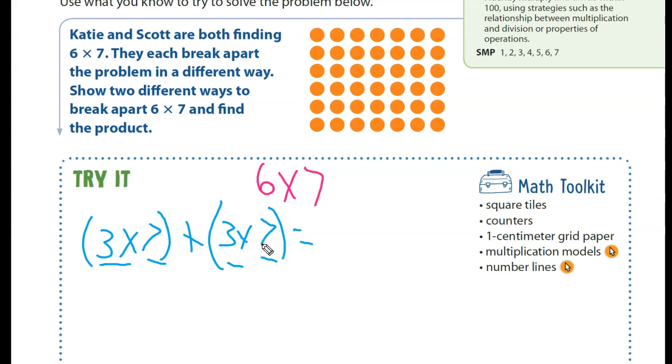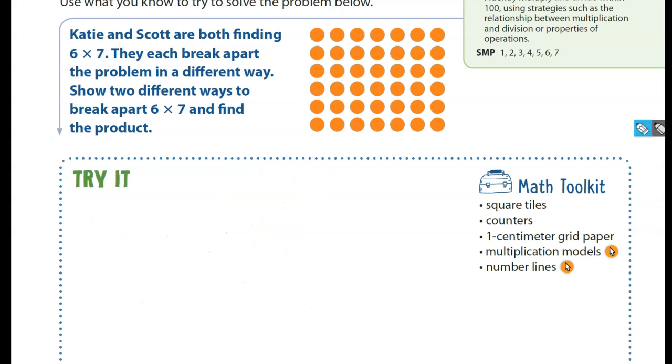Oh, I know what 3 times 7 is. What's that? 21. Plus 21. Then I add 21 plus 21. 1 plus 1 is 2, and 2 plus 2 is 4. So that's 42. That's one way to do it.